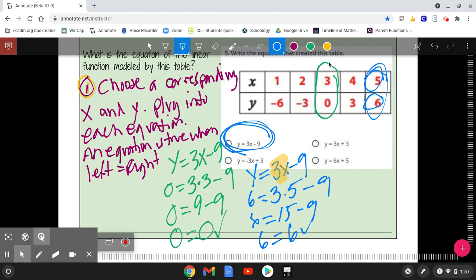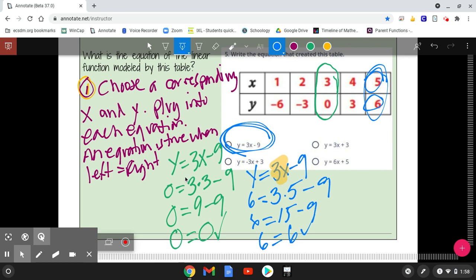So again, to recap, we picked a point and we plugged it into an equation. We replaced the x and the y, and we wanted the left side to equal the right side. When you found one that worked, you tried another point just to be sure. But if that first point you plugged in didn't work, then cross out that answer, move on to the next equation and try that one.